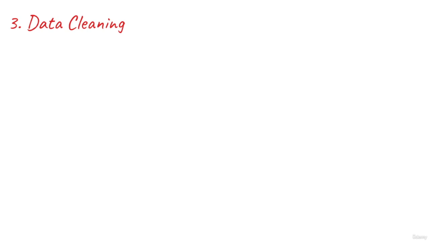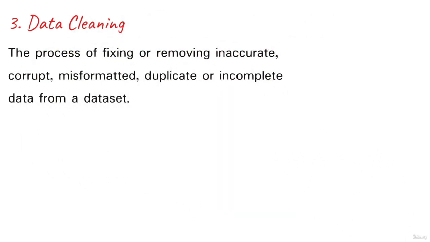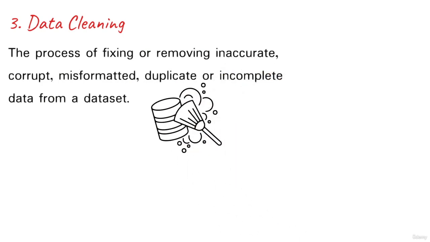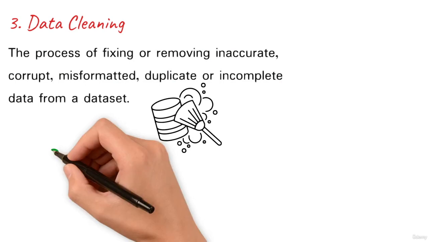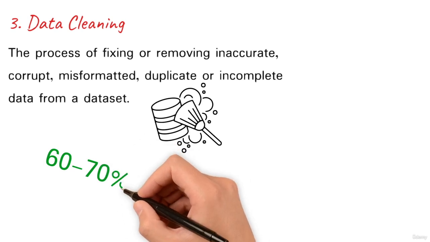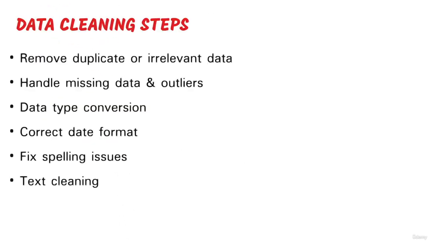Data cleaning is the process of fixing or removing inaccurate, corrupt, incorrectly formatted, duplicate, or incomplete data from a dataset. Usually, this will be the biggest part of your work, with an industry survey revealing that data analysts often spend anywhere between 60 and 70% of their time cleaning the data. There's lots of different things that we'll need to do and check for throughout the data cleaning process, and I've listed quite a few of these on screen here, but we're going to go through all of these in great detail throughout the course, so don't worry.